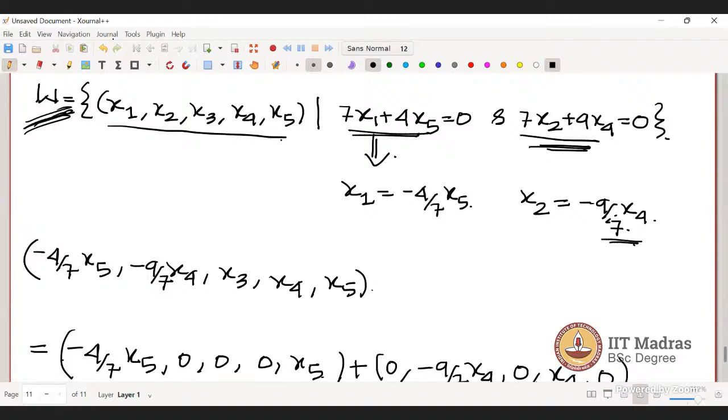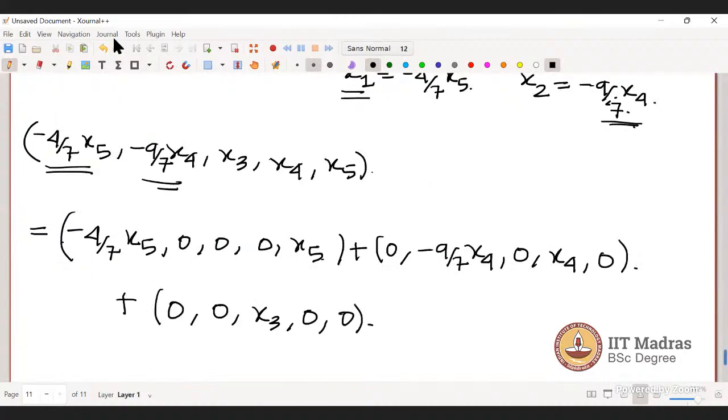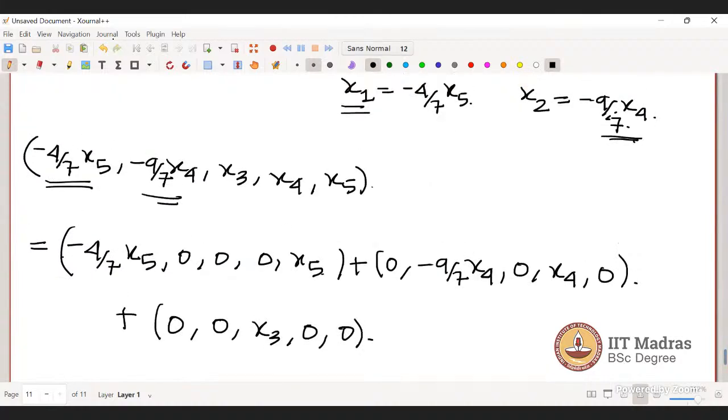From here we got x1 in terms of x5 and x2 in terms of x4. So we replace the value of x1 and x2 over here. Then the usual process, we tried to separate x5, x3, and x4. So we get x5 0 0 0 x5.